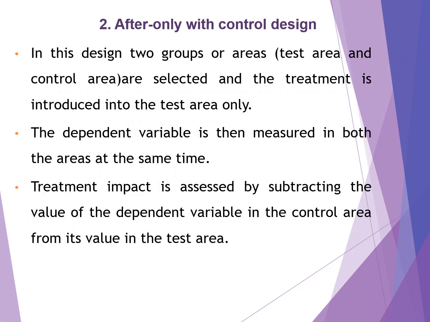And the next method is after only with control design. That is, we are going to measure the data only after the introduction of the treatment in both the areas. That is, we are going to have two groups or areas that have been selected, and the treatment is introduced only to the test area, and the dependent variable is then measured in both the areas at the same time, and the treatment impact is assessed by subtracting the values of the dependent variable in control area from its value in the test area.